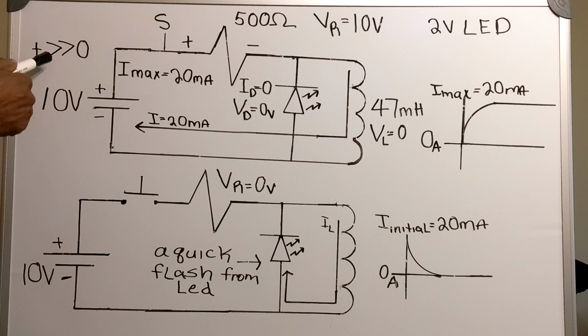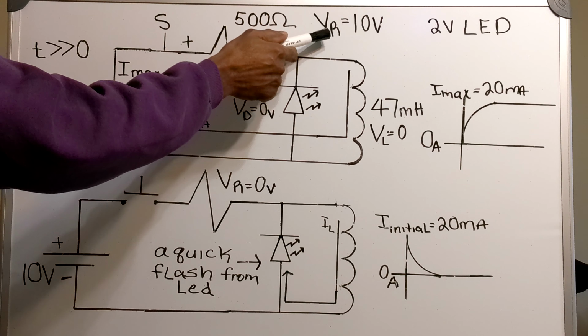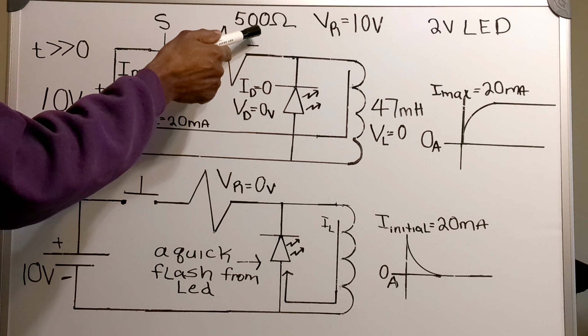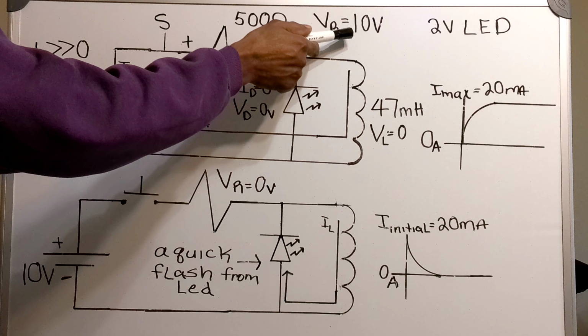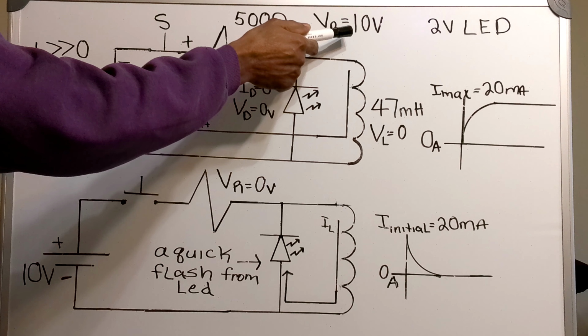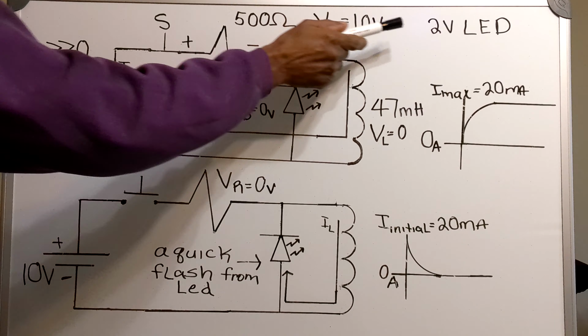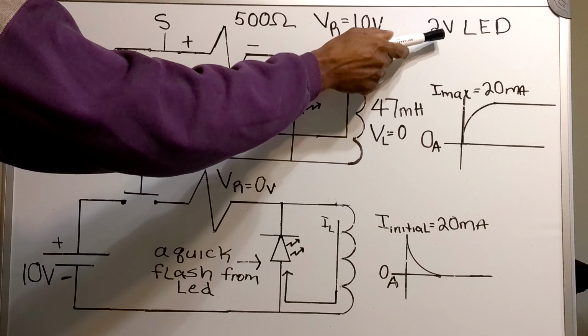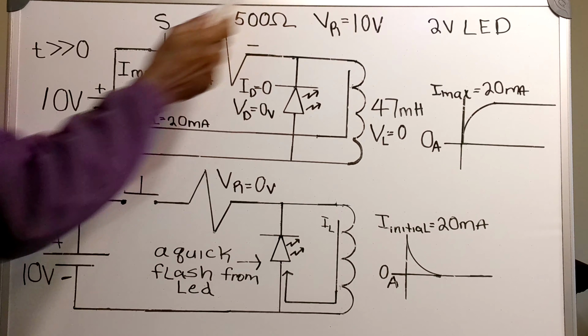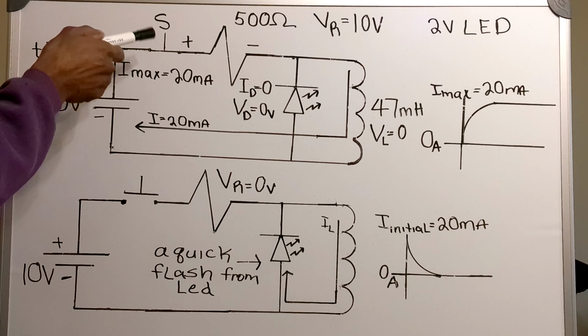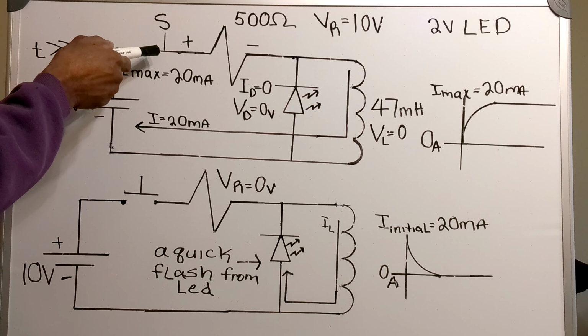The time is t much greater than 0. The voltage across the 500 ohm resistor is 10 volts. And I'm using a 2-volt LED. That switch is closed.